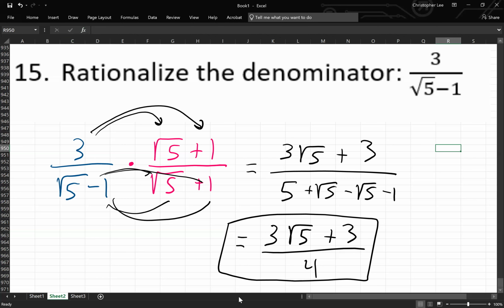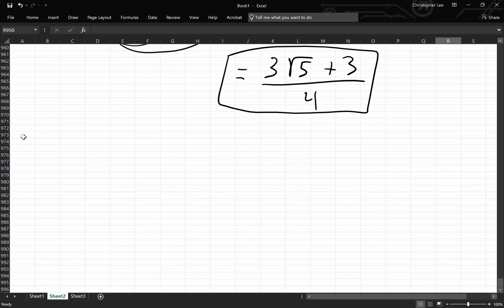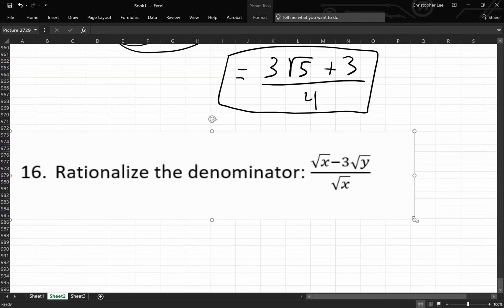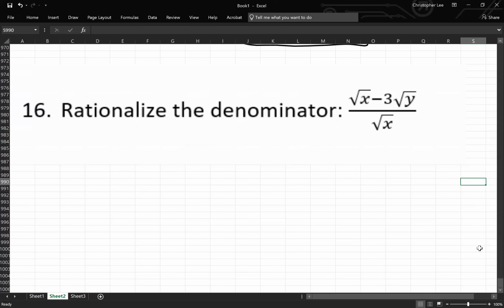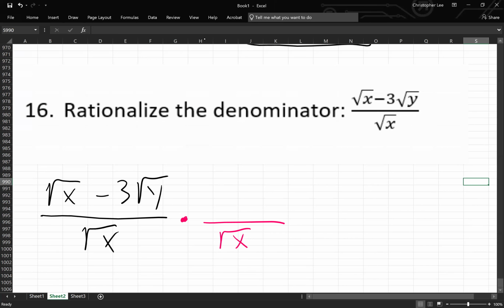Let's see what the next question is. Oh my God. This next question is not even fair. I don't even know why they ask y'all this question. It's an easier version of the same question we just did. All right. Tell me what I'm going to do. I have square root x minus 3 square root y over square root x. What am I going to do? Multiply the bottom by square root x to get rid of the radical, but what I do to the bottom, I gotta do to the top.